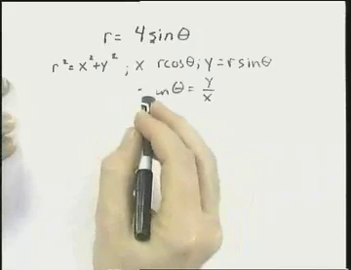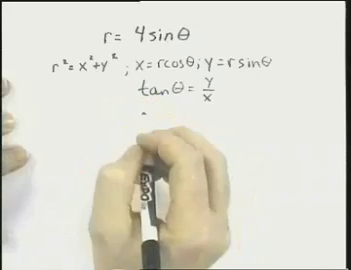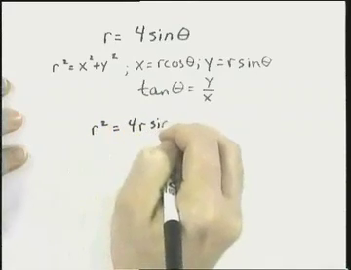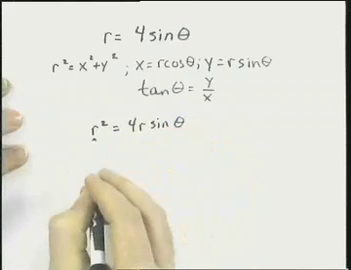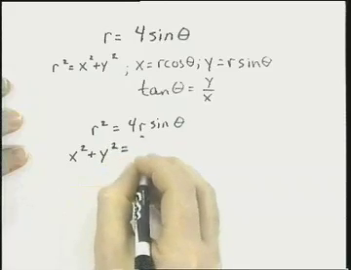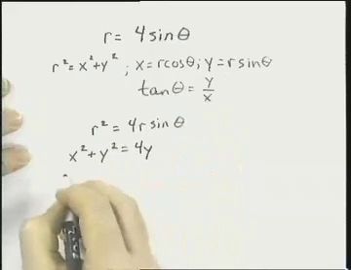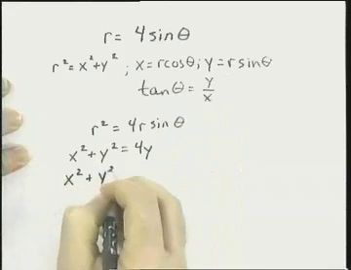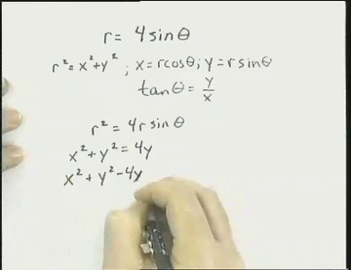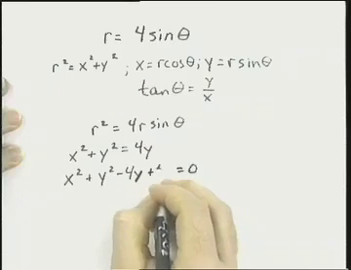What I'm going to do to convert this expression into the rectangular form is multiply both sides of the equation by r. Once we do that, it should be apparent why that was a good move, because on the left-hand side, in place of the r squared, I can put x squared plus y squared, and in place of r sine of theta, I can put y. Now, if I subtract 4y from both sides of the equation, I get x squared plus y squared minus 4y equals 0.